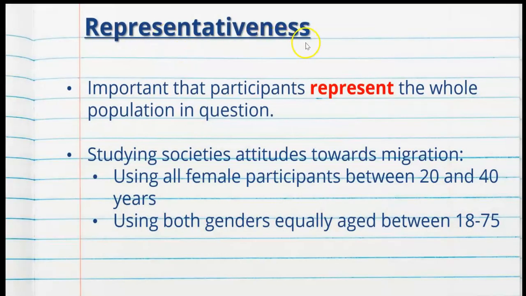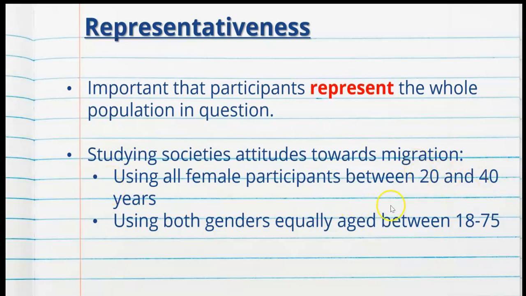Speaking of representativeness, all right, the two go hand in hand. So it's important that participants represent the whole population in question. So our sample represents the population. So again, looking at this example, studying society's attitudes towards migration, which would be more representative, A or B? So using all females between 20 and 40, or using both genders equally aged between 18 to 75. Obviously, B is going to be far more representative. So both genders are represented equally and fairly, and we've got much more of an age range, whereas option A, it's very biased and it's not representative of the population at all. So there's no male representation, which is unfair, and it's a very narrow age bracket.